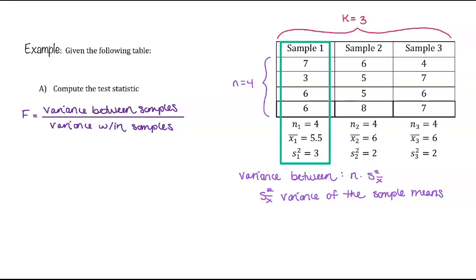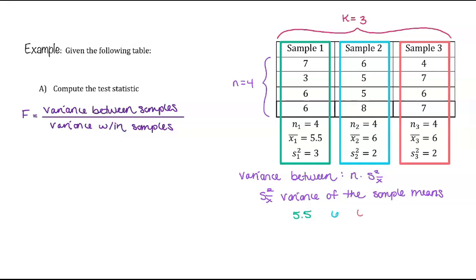Sample 1 has a mean of 5.5. Sample 2 has a mean of 6, and sample 3 has a mean of 6. So we're looking for the variance of these 3 numbers as their own data set. We'll start by calculating the mean of the sample means, x double bar. This is equal to the sample means, 5.5, 6, and 6, divided by 3. So the mean of the sample means is equal to 5.8333.